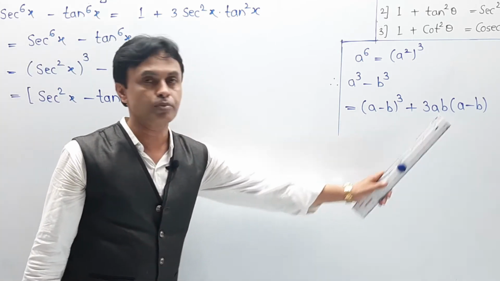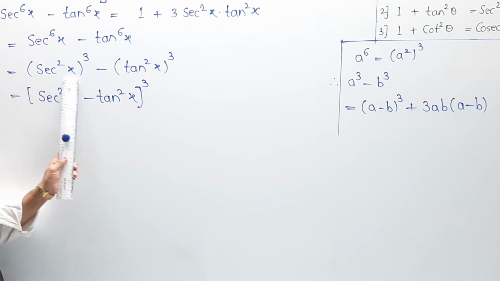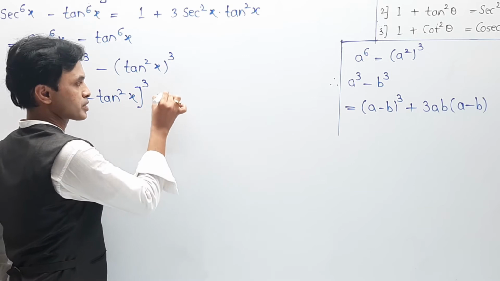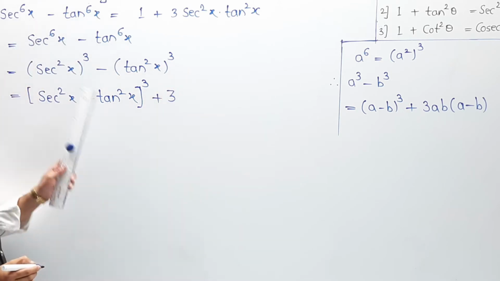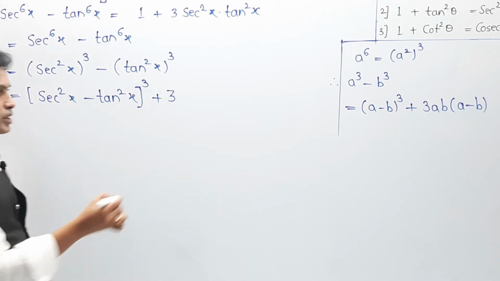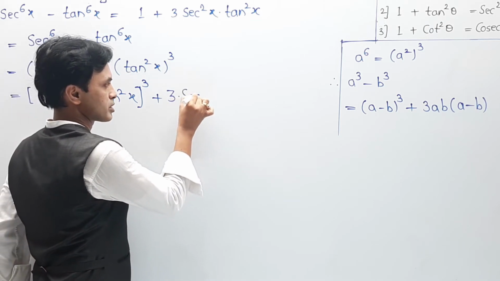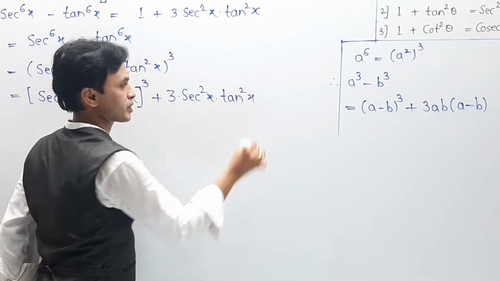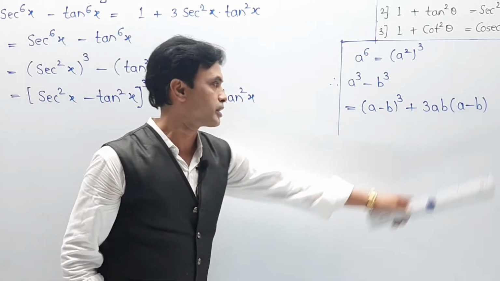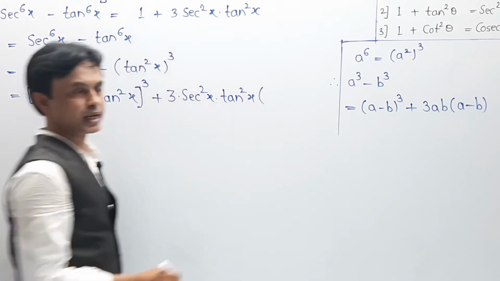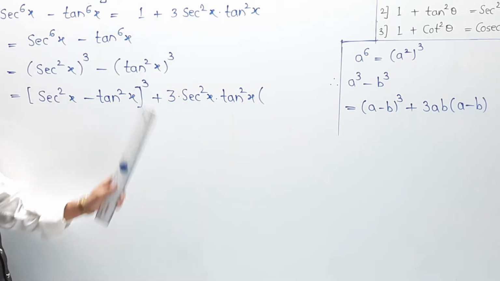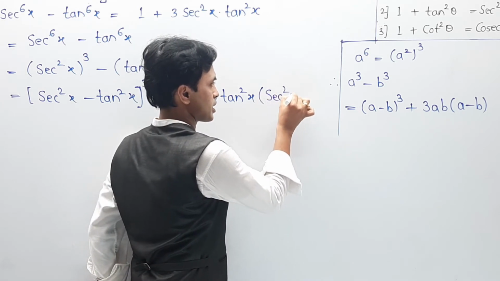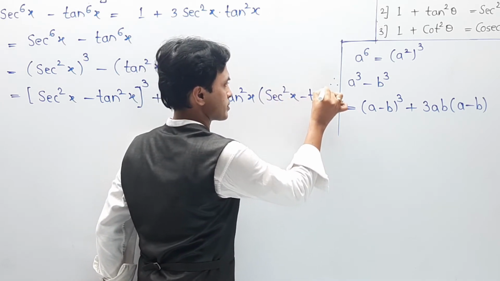Plus 3ab, means 3, this value we consider as a and this value as b. So it becomes plus 3 sec square x into tan square x, in bracket a minus b, means in bracket sec square x minus tan square x.